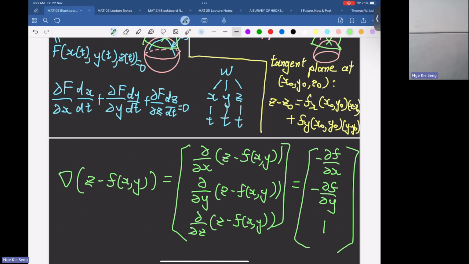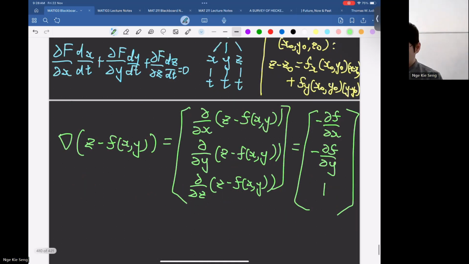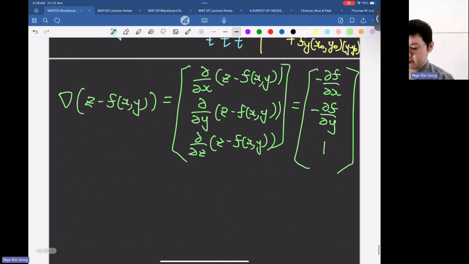How do you differentiate this function with respect to x? You treat everything other than x as constant. So z goes to 0. And then you just partially differentiate your f with respect to x. And then similarly, the rest, you do it the same. So using the formula, what do you get?